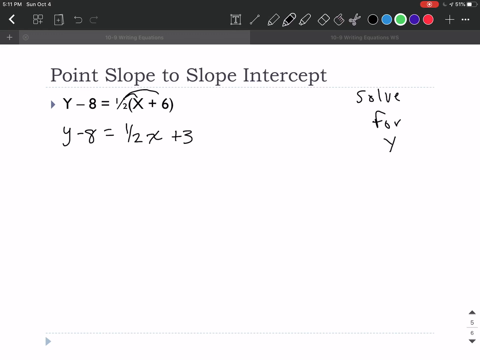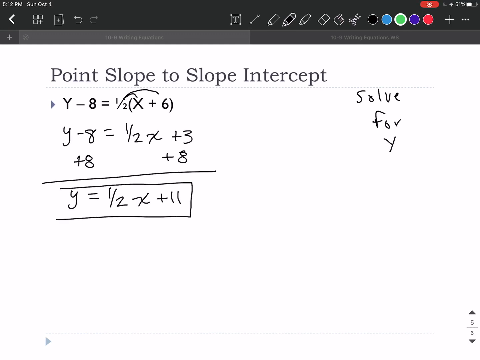So now to get y by itself, I need to add 8 to both sides. So I have y equals 1/2 x, and 3 plus 8 is 11. So in slope-intercept form, my equation would be y equals 1/2 x plus 11, where 1/2 equals my m, or my slope, and my b value is 11.